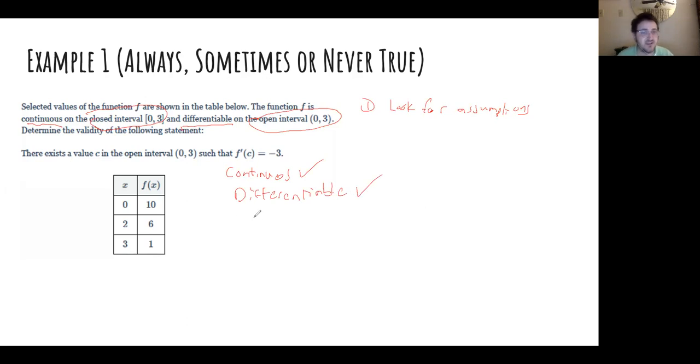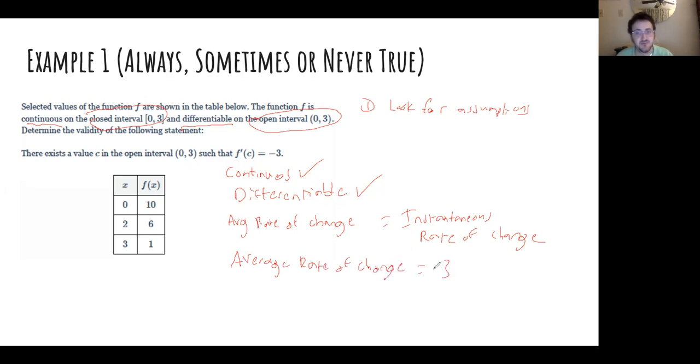Now, let's look at the average rate of change compared to the instantaneous rate of change. So we are looking to see if there is an X value where the average rate of change equals negative 3. So that's your instantaneous rate.